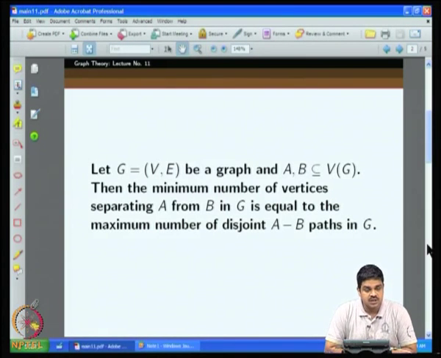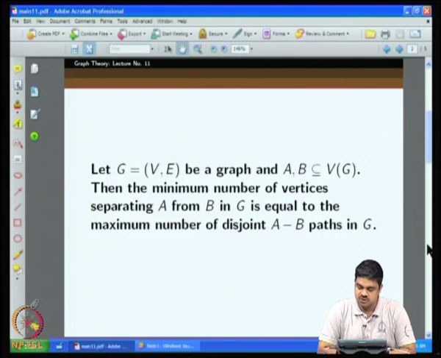We had discussed what is meant by a collection of vertices separating A from B, which means that when you remove those vertices, there won't be any more paths from the remaining vertices of A to the remaining vertices of B in G. It is possible that we may remove vertices from A or B or both.